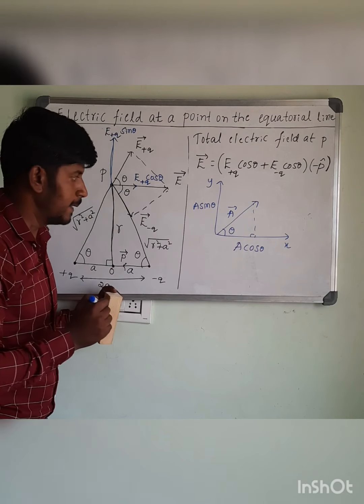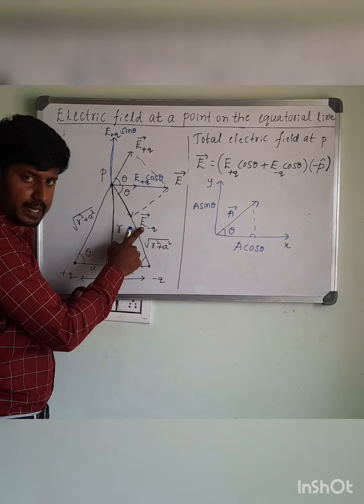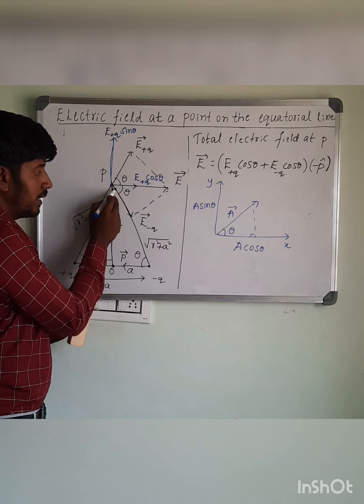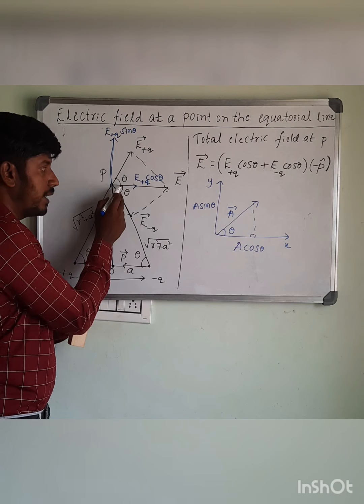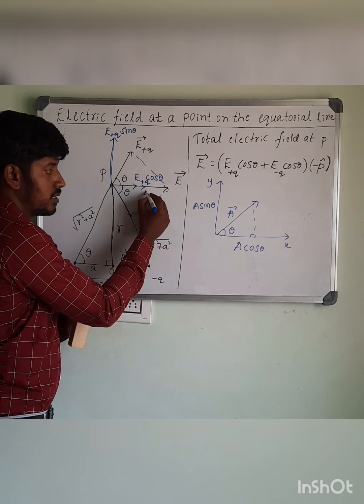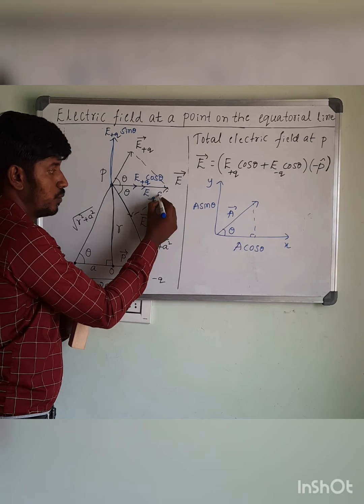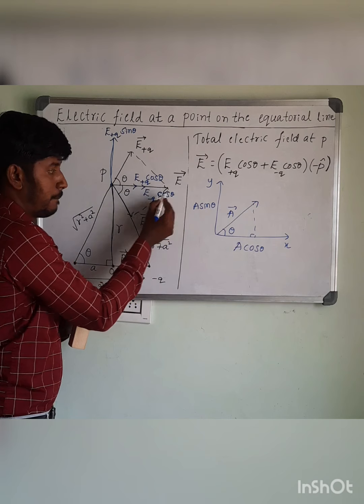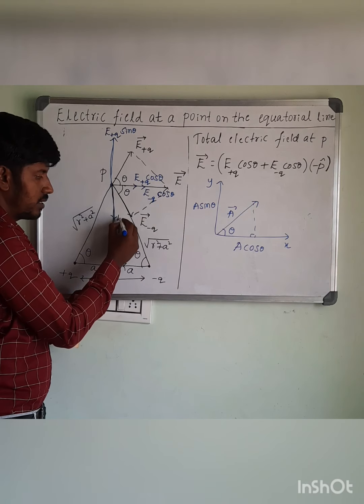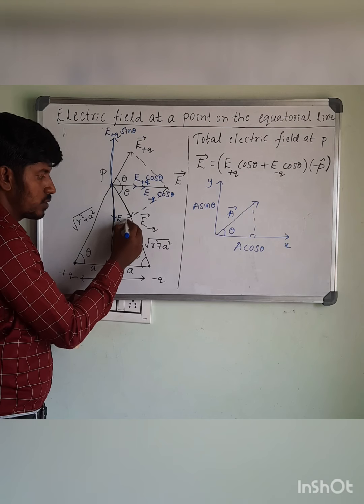Okay, similarly, the components of E minus Q. If you observe this E minus Q vector, again this line makes an angle with this axis. Therefore, along this axis you will get E minus Q cos theta. Perpendicular to this, you will get one more component, that is E minus Q sin theta.